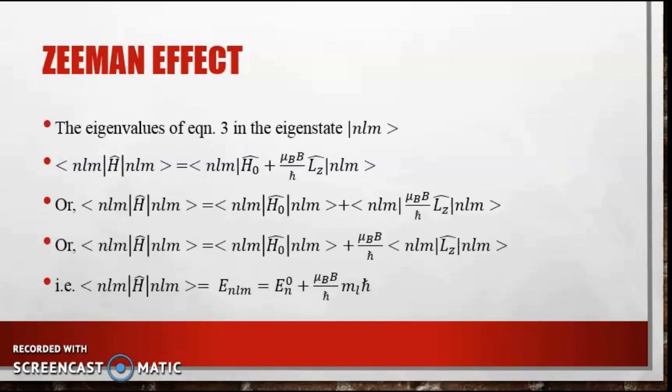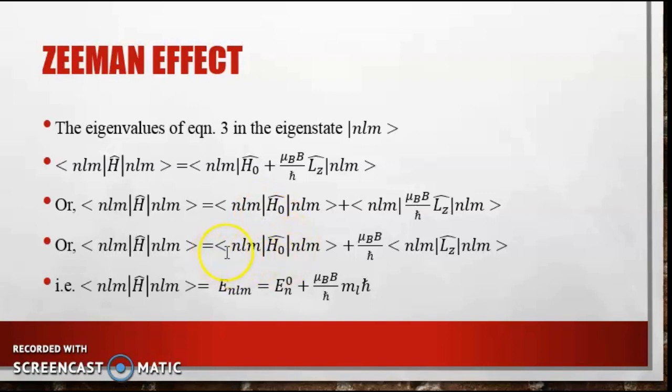So the eigenvalue equation, written as equation 3, in the eigenstate ket nlm will be given by bra nlm H ket nlm. This is equal to bra nlm H naught plus mu B B by h cross Lz ket nlm. This we have taken in place of the H operator. Now on the right side we separate these as two different terms. So first term is bra nlm H naught ket nlm, then plus second term is bra nlm mu B B by h cross Lz ket nlm.